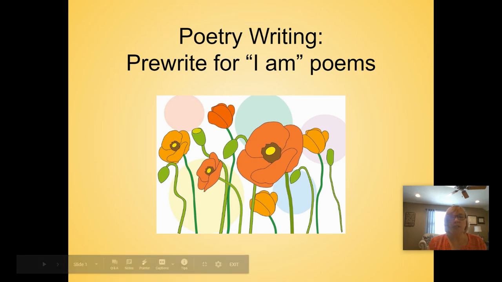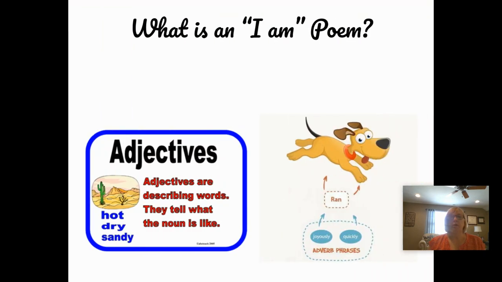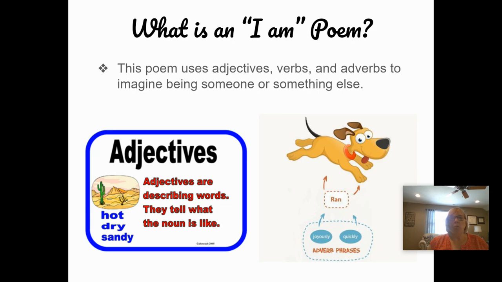Hi, boys and girls, and this is poetry writing for Unit 14, Lesson 6, and we are going to do some pre-writing for I am poems today. Okay, what is an I am poem? Well, an I am poem uses adjectives, verbs, and adverbs to imagine being someone or something else.